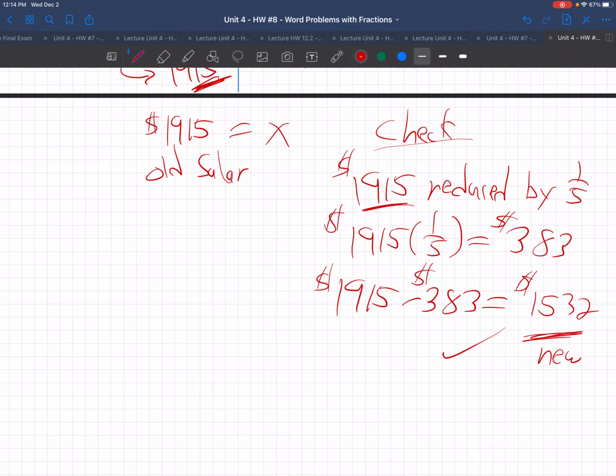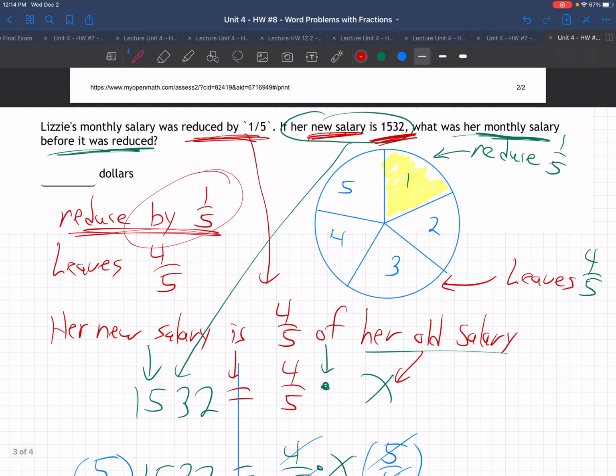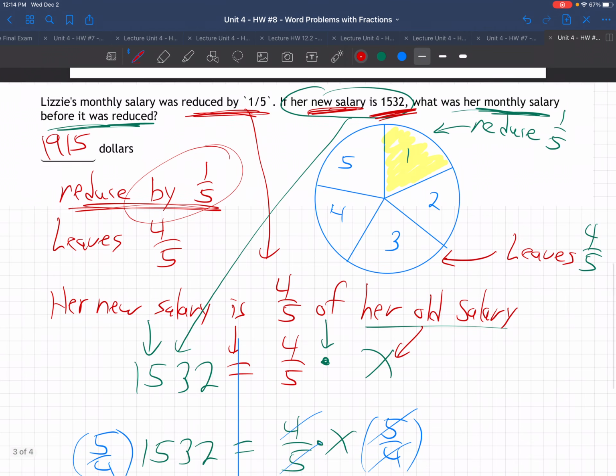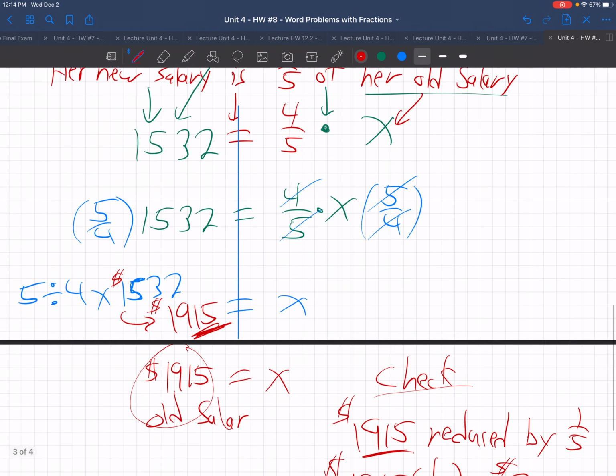1915 was the old salary. Multiply by 1/5, 383, reduce it by 383, and that is the new salary. So that checks out, 1532. So 1915 really is the answer for the old salary. Put that up here. 1915 must have been her old salary before they reduced it.